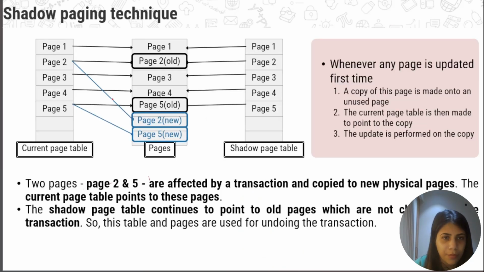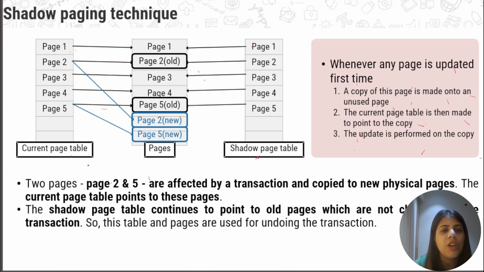Let's see this with an example. Page 1, page 2, page 3, page 4, page 5 are written over here, which means these are nothing but the blocks in the database. So this is my current page table. This is my shadow page table. Whenever any page is updated, the first time a copy of this page is made onto an unused page. Which means if page 2 is updated, a copy of it is maintained on an unused page. The current page table is then made to point to the copy, which is pointing over here. The update is performed on the copy.